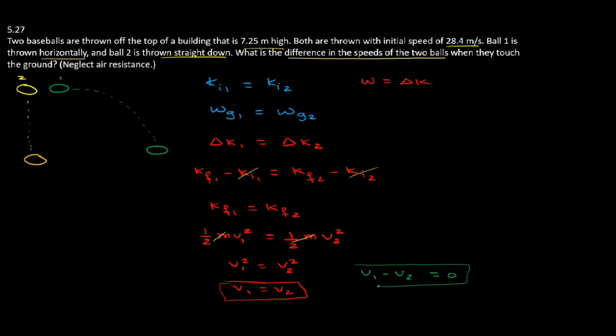The question wanted me to find the difference in speeds. So when I take the difference in speed, it comes out to be 0 because both balls arrive at the ground with the same speed, as they have the same final kinetic energy. Now this is one way of solving this problem, by using the work kinetic energy theorem. You can solve the same problem using another method, which is by using equations of motion.